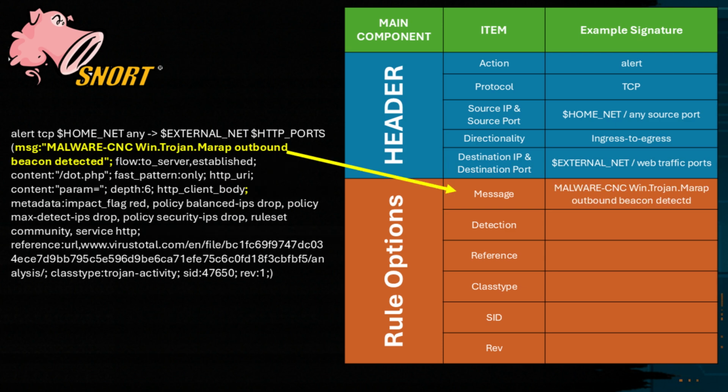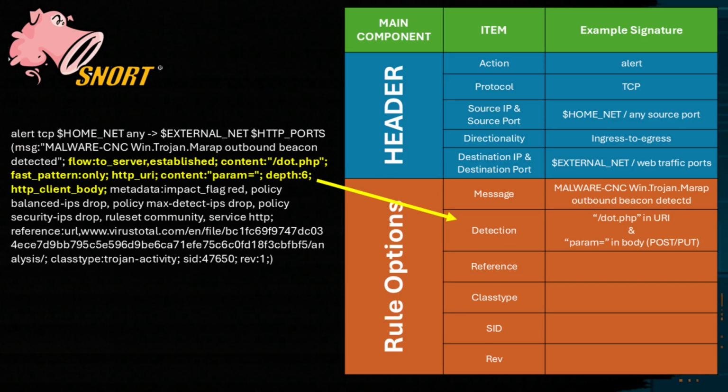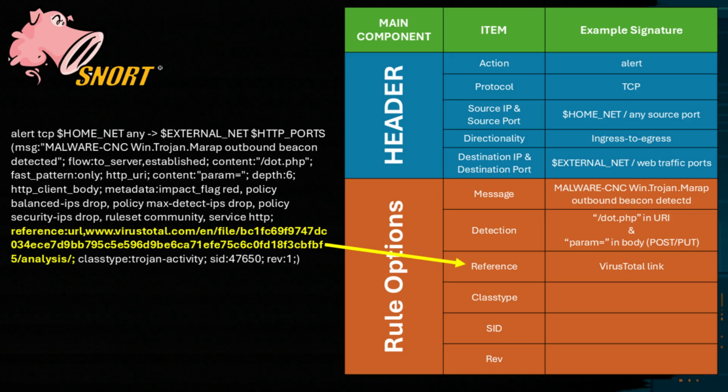Now we're moving into the rule options section, starting with the message field. As mentioned earlier, this signature is designed to detect outbound beaconing activity associated with the MARUP Trojan. Next up, the detection component. This is where Snort defines its pattern matching logic. In this case, we're looking for specific strings, one in the URI and another in the client body of the HTTP request. The reference field links to a VirusTotal report, providing additional context and threat intelligence.